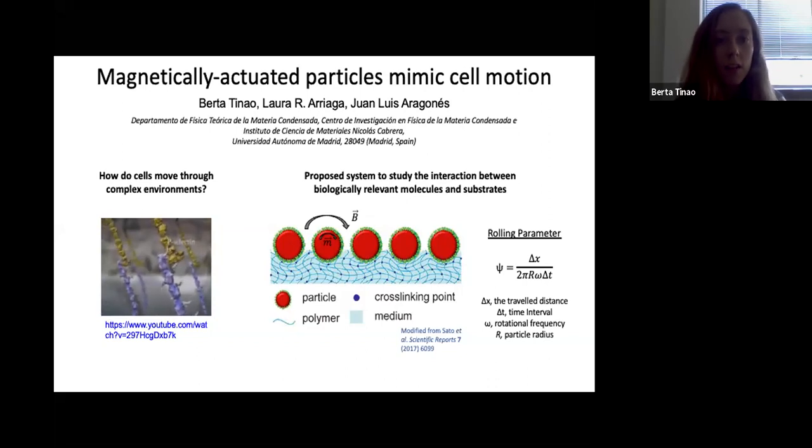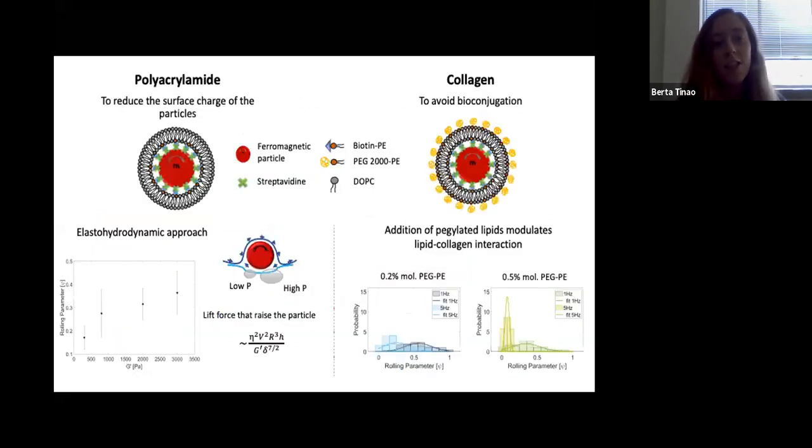We actuate these particles with an external rotating magnetic field, and through friction against the substrate, these particles are able to translate. To have an idea of how much friction the system has, we define a dimensionless parameter called the rolling parameter, for which the 0 value means no friction at all, and 1 means a perfect rolling regime.